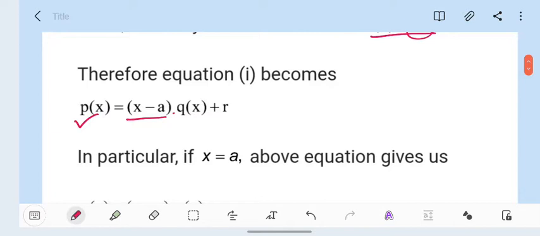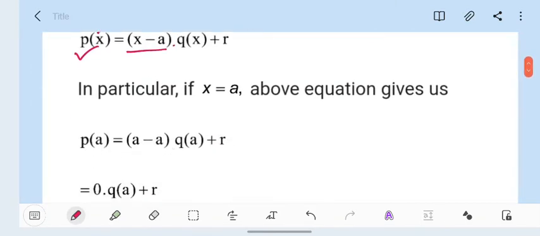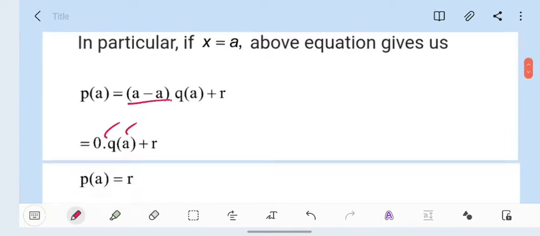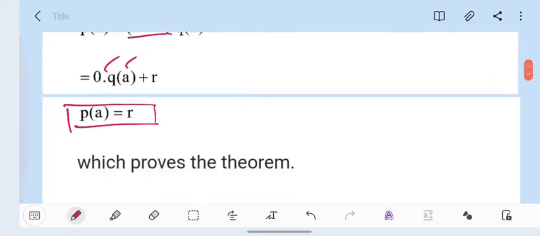Now in particular, if in place of x we take a certain value which is a real number a, the above equation gives us p of a equals a minus a into q of a plus r. So this becomes 0 multiplied by q of a plus r. So the final result is p of a equals r, which proves the theorem.